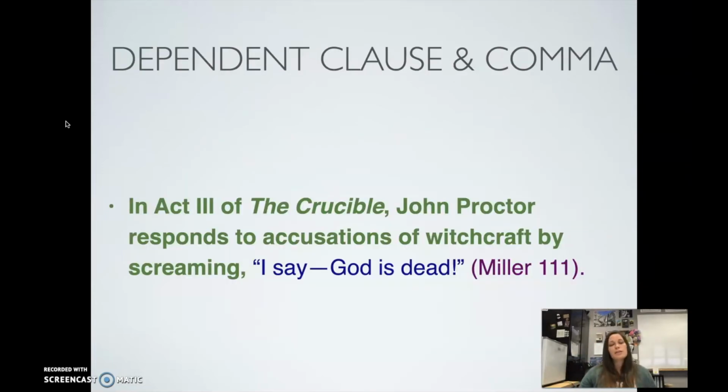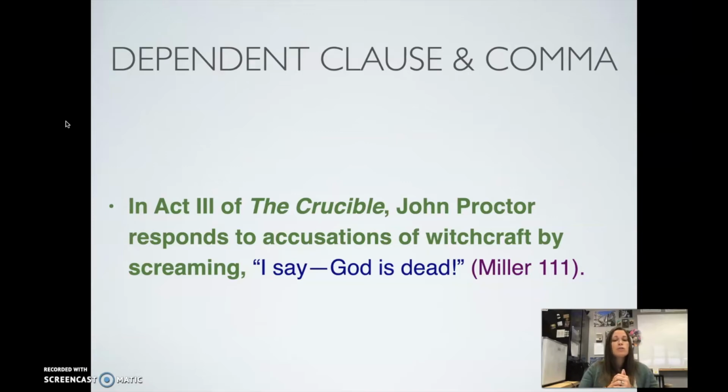Another way you can integrate your quotes into your writing is by using a dependent clause and a comma. Remember, an independent one is the one that can stand alone as a complete sentence. Let's read this clause in green. It says, in Act 3 of The Crucible, John Proctor responds to accusations of witchcraft by screaming. Notice the way that clause ended, by screaming, okay? When it ends like that, it needs more information. By screaming what? Okay, so that clause is dependent on the clause to follow. And in this case, it would be my quote.